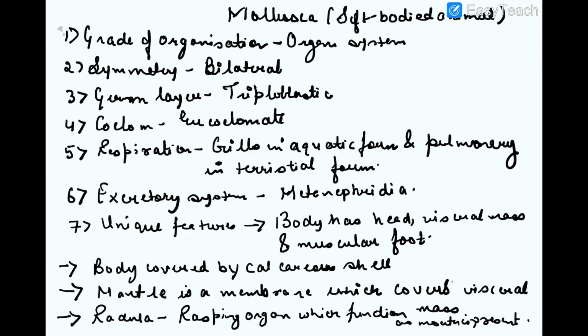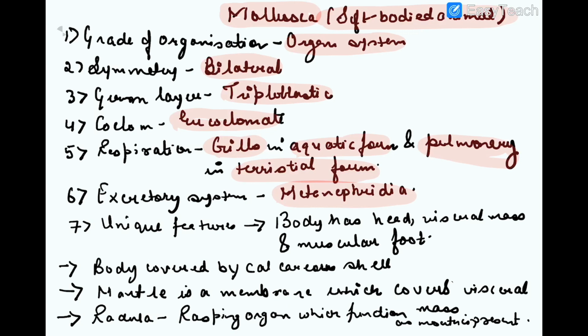Now let us talk about the next phylum, that is Mollusca. Mollusca are known as soft-bodied animals. They have organ system level of organization. They have bilateral symmetry. They are triploblastic. They are eucoelomate. Respiration: if the mollusk is aquatic, means it lives in water, then respiration is by gill. If the mollusk is terrestrial, which means it lives on land, then the type of respiration is pulmonary. Excretion takes place by metanephridia.